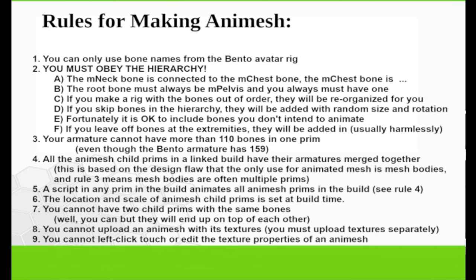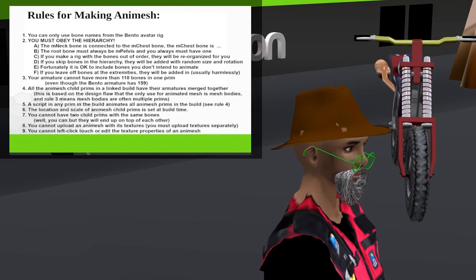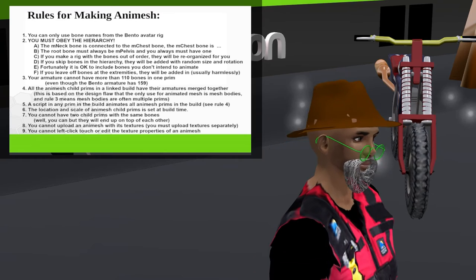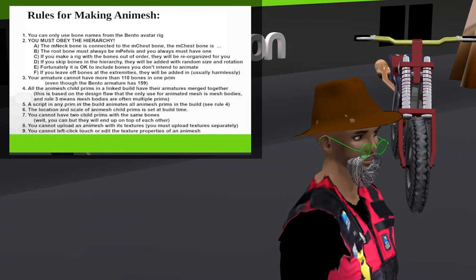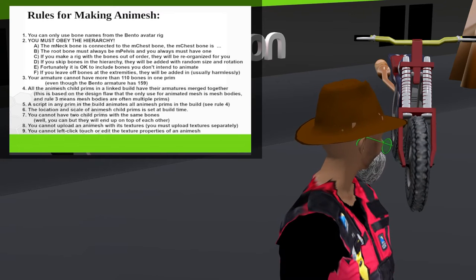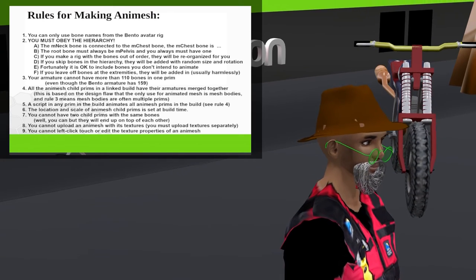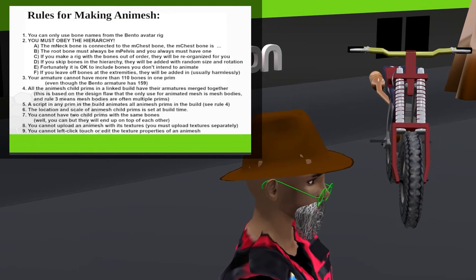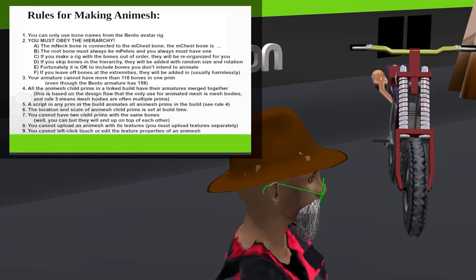So you're not allowed to have the chest bone and the torso bone each doing something different, because whenever the torso bone rotates, it rotates the chest bone with it. And so you have to obey the hierarchy. And in order to make the rear wheels turn, I had to use a bone, M-tail 1, that is independent from the chest. At any rate, the rules just go on and on, and I shouldn't even talk about them all, but they make my life miserable.